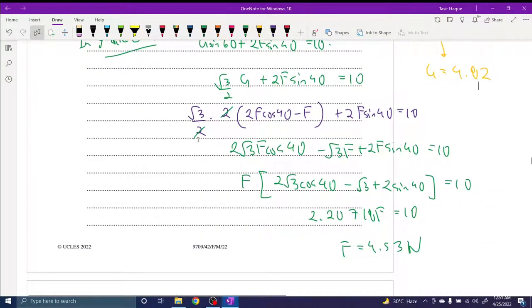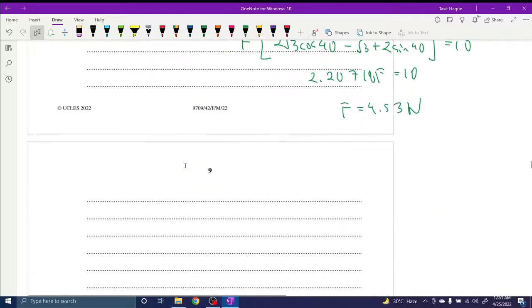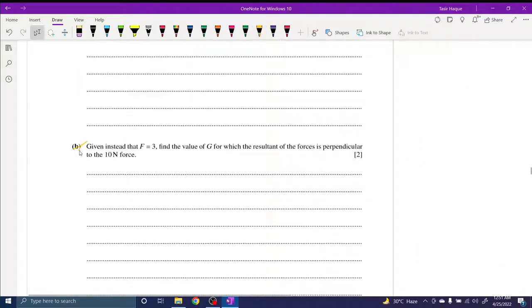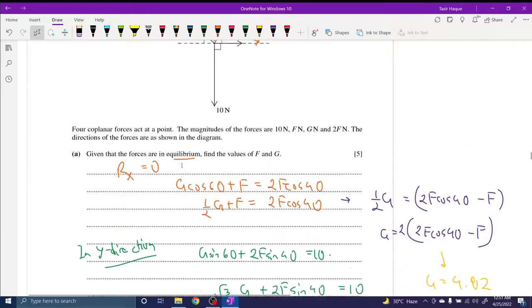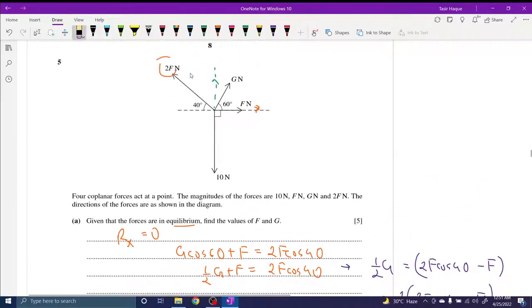Okay, so this is one way of doing it. You could also substitute, and write a solution in terms of G. That would work as well. So this one was interesting actually, the next one. Given that F is equal to 3, find the value of G for which the resultant of the forces is perpendicular to the 10 newton force. So we want the resultant force to be perpendicular to the 10 newton force.